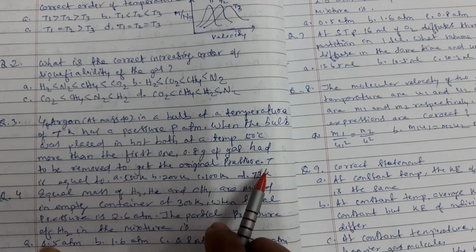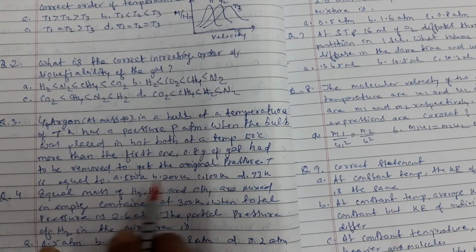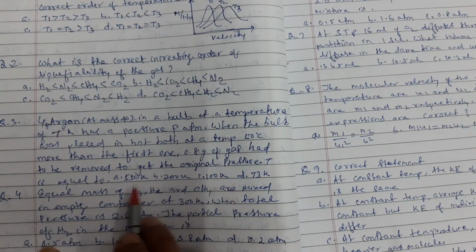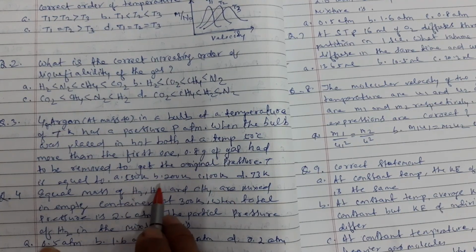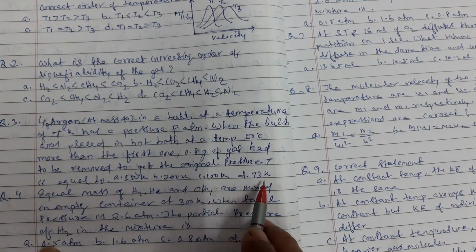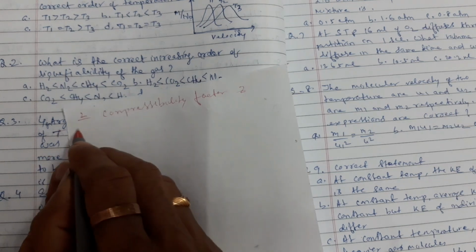So what is T? The T is equal to how much? These are the choices given: A 550 Kelvin, B 200 Kelvin, C 100 Kelvin, D 73 Kelvin. Let us see how to do it. Question number 3.